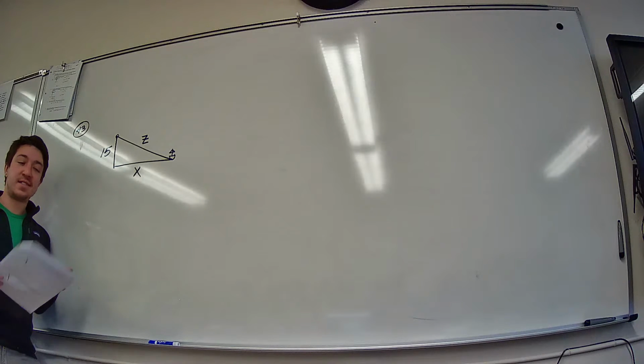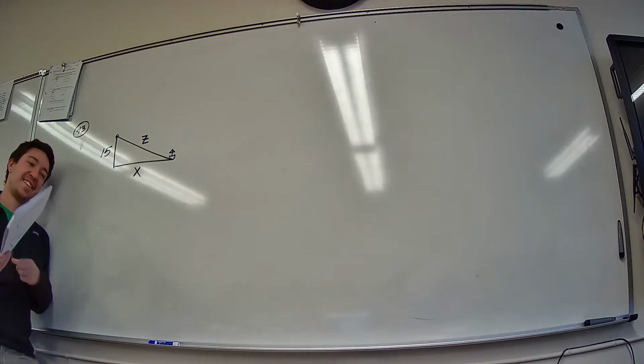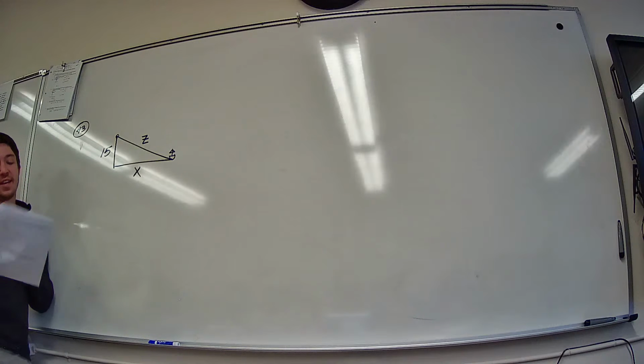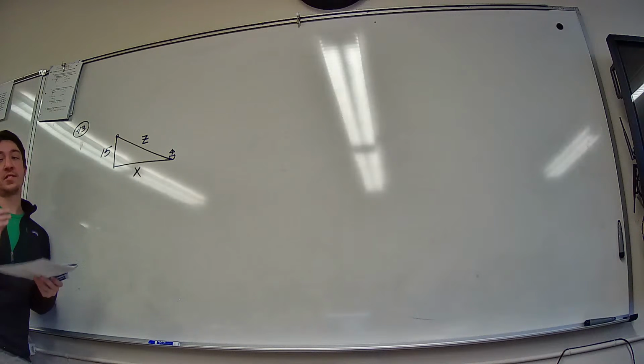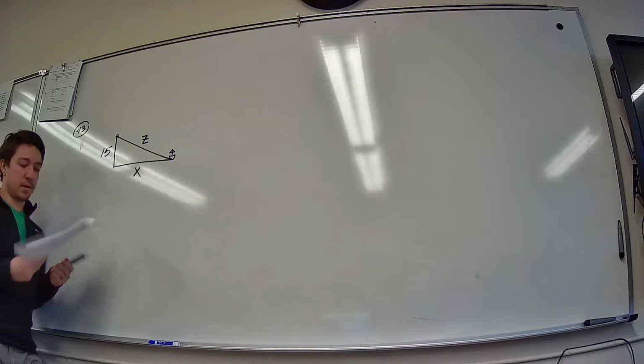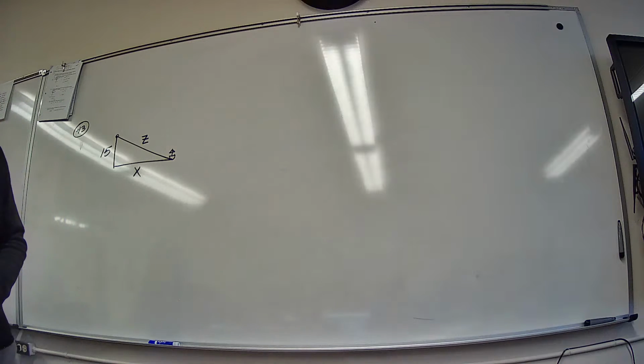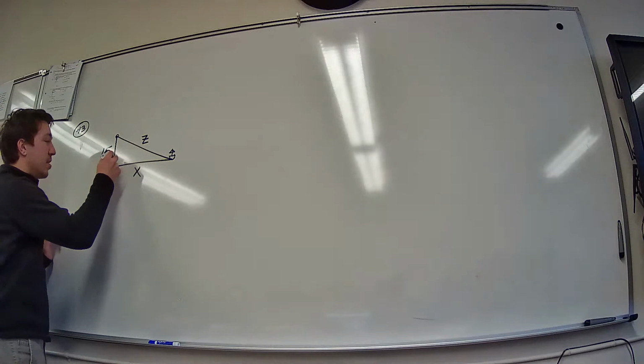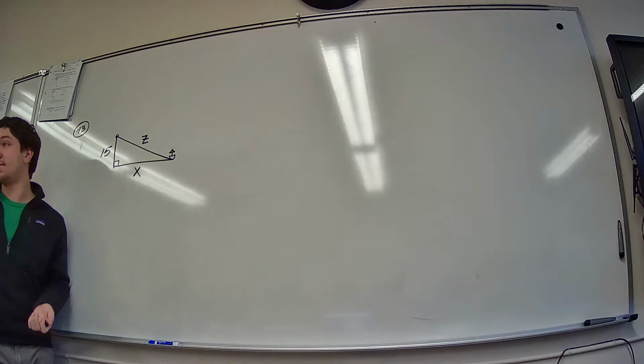So this is a really popular style of problem that you'll encounter when you learn about related rates in calculus. Spoiler alert, this is going to involve the Pythagorean theorem.